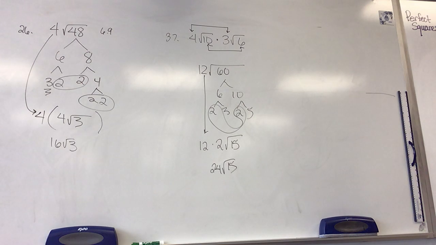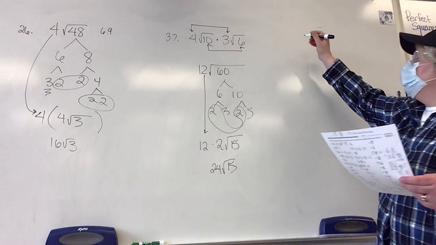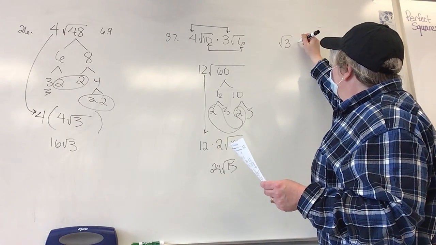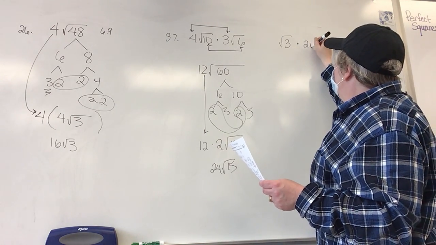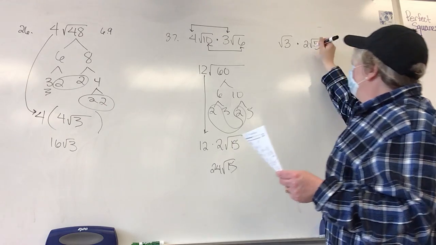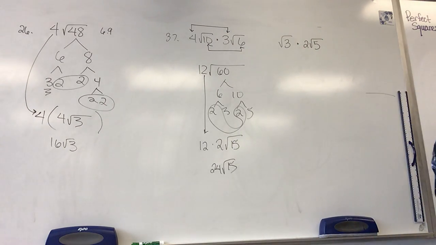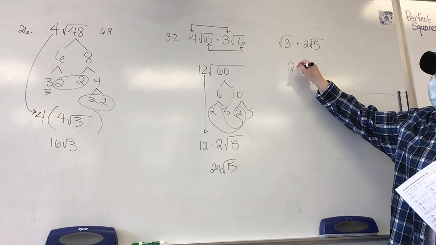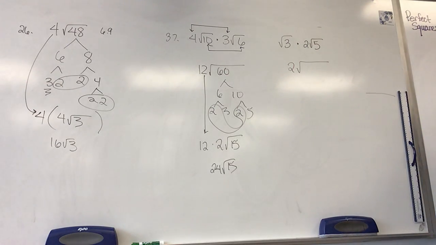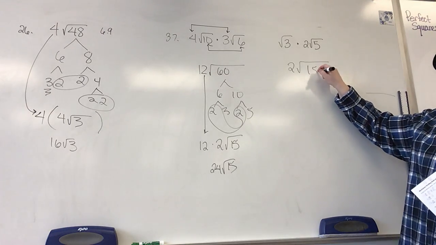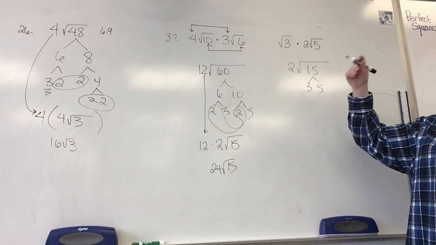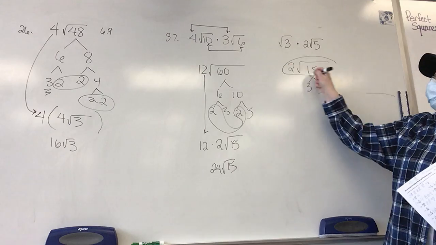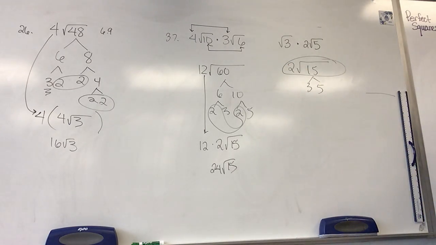Abby, two thoughts when you said that. Making it up, radical 3 times 2 radical 5. Outside times outside would be 2. Inside times inside would be 15. You do a factor tree and you're left with nothing. So then that is as simplified as we can get.